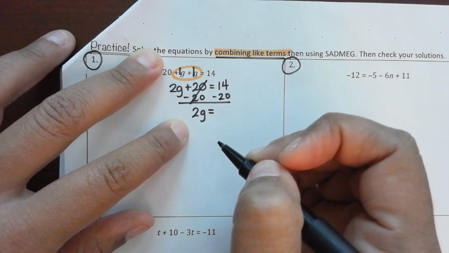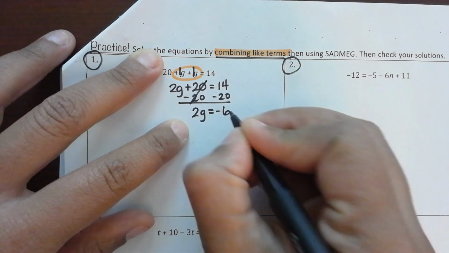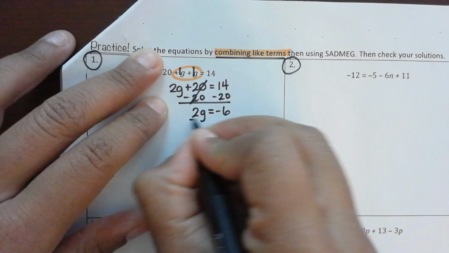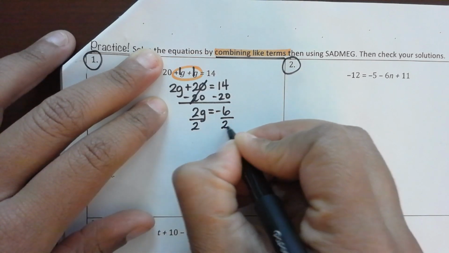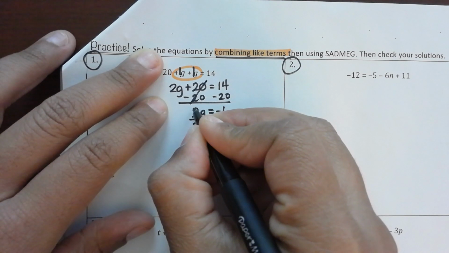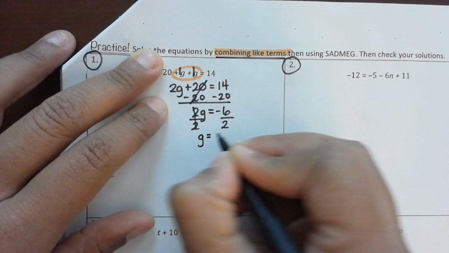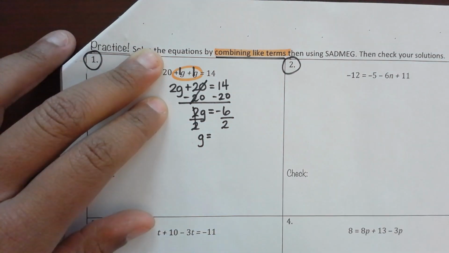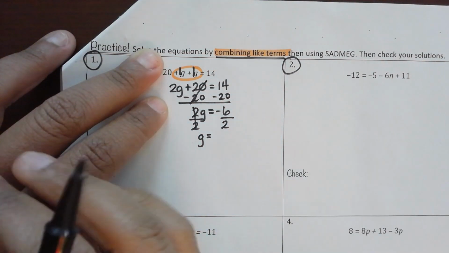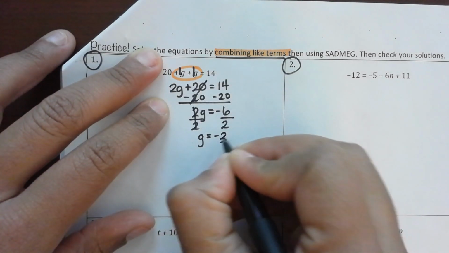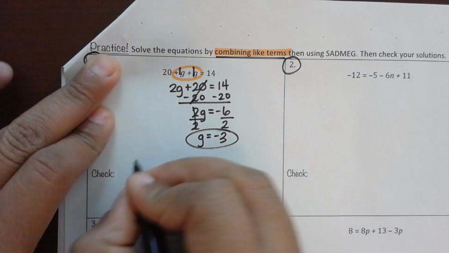Yep. It's what? Thank you. Guys, what do I do from here? Divide by what? 2. What happens to those 2's? So what's being brought down? G. And then equals. What am I typing in? -6 divided by 2. Okay, great. Brandon, what is -6 divided by 2? -3. Thank you.